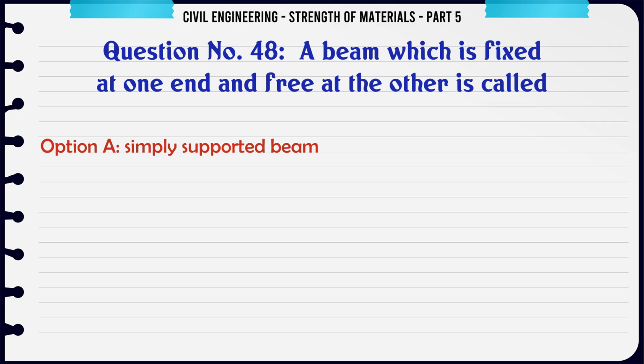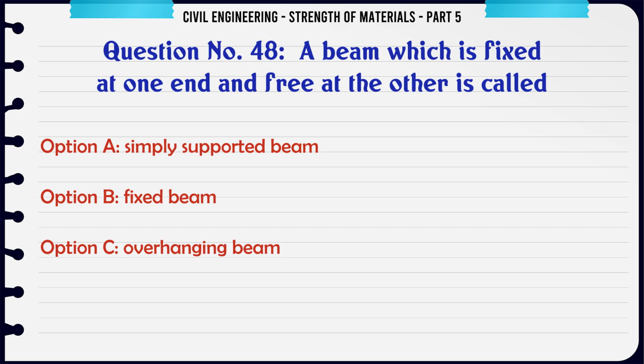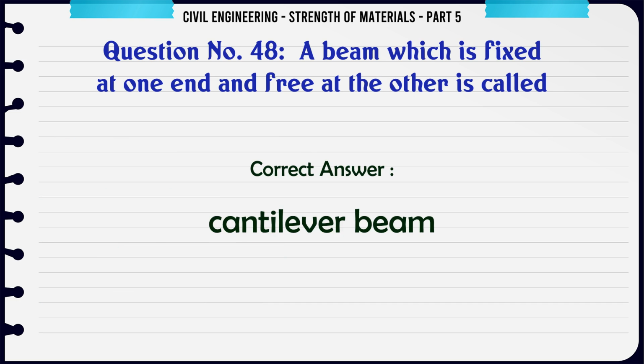A beam which is fixed at one end and free at the other is called: A. simply supported beam, B. fixed beam, C. overhanging beam, D. cantilever beam. The correct answer is cantilever beam.